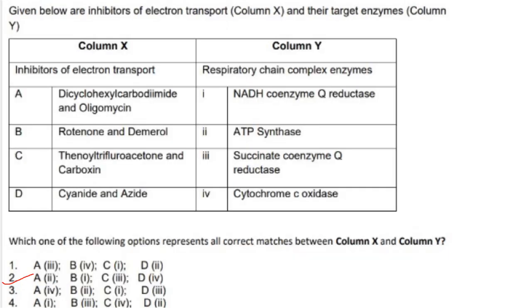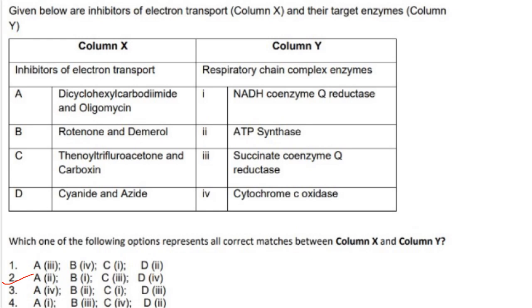Then next one. Given below are inhibitors of electron transport, column X, and their target enzyme, column Y. So inhibitors of electron transport in column X, respiratory chain complexes in enzymes in column Y. Dicyclohexylcarbodiimide and oligomycin are naturally ATP synthase inhibitors. So A2 is found in only option 2. So option 2 might be your answer. We will see the others.